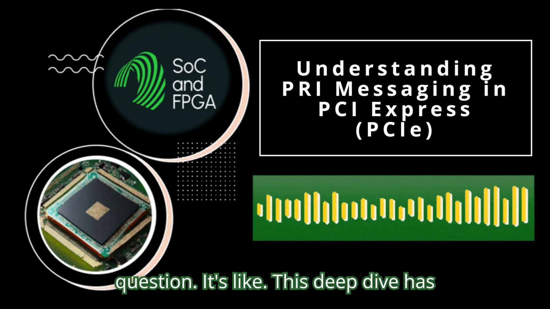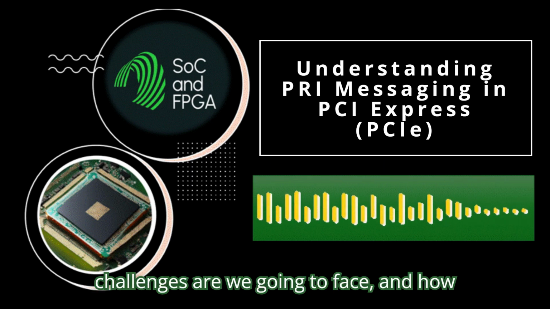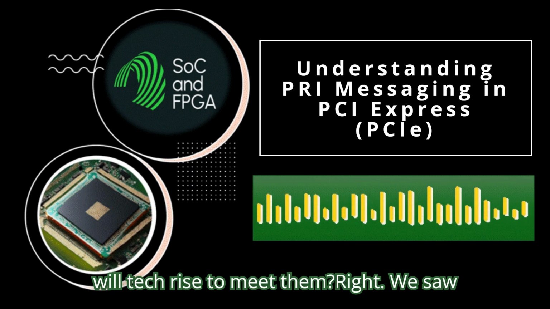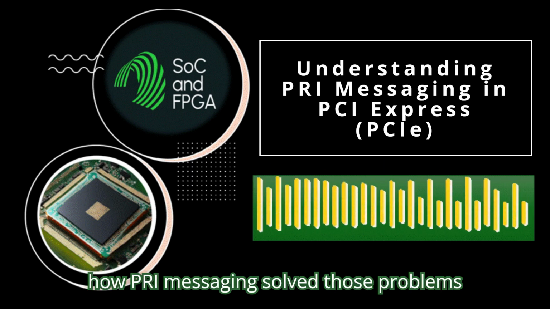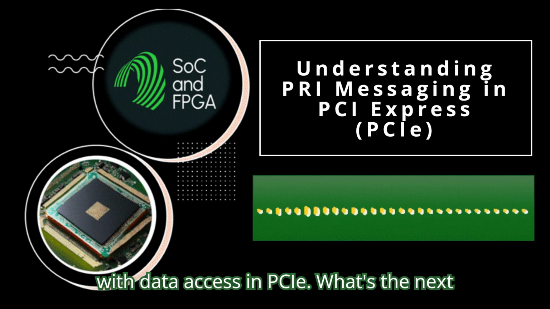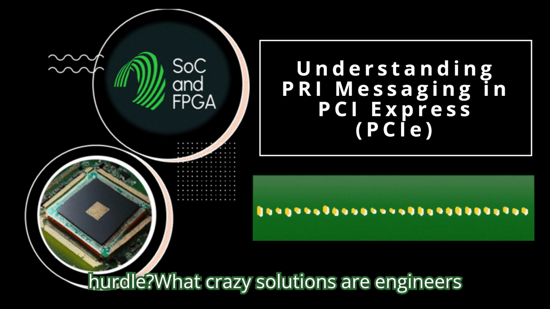Ooh, that is a great question. This deep dive has been amazing, but it's just a snapshot, right? What's coming around the corner? What challenges are we going to face? And how will tech rise to meet them? Right. We saw how PRI messaging solved those problems with data access in PCIe. What's the next hurdle? What crazy solutions are engineers cooking up right now?